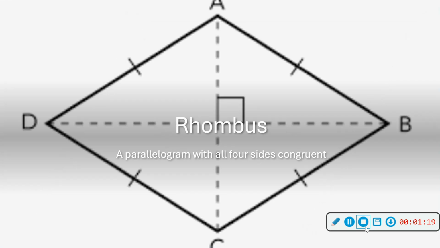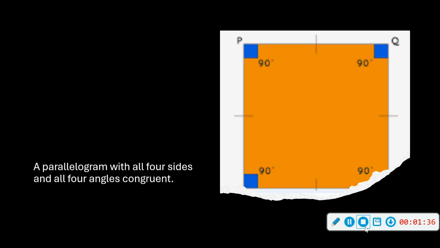Next up is a rhombus. That is a parallelogram with 4 sides congruent. And you notice AB, BC, CD, and DA are all congruent. They have the one tick mark to show that those 4 are corresponding and congruent to one another.